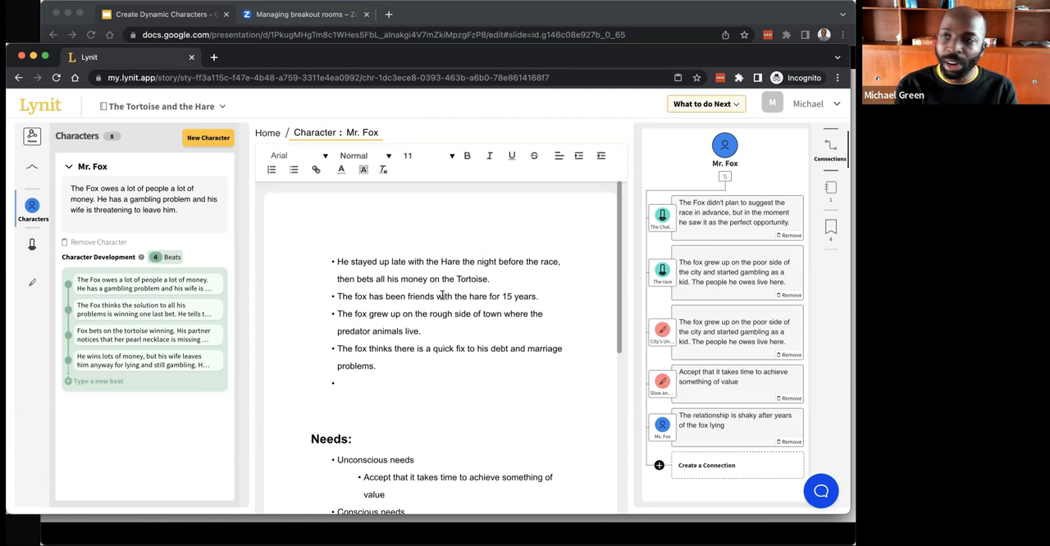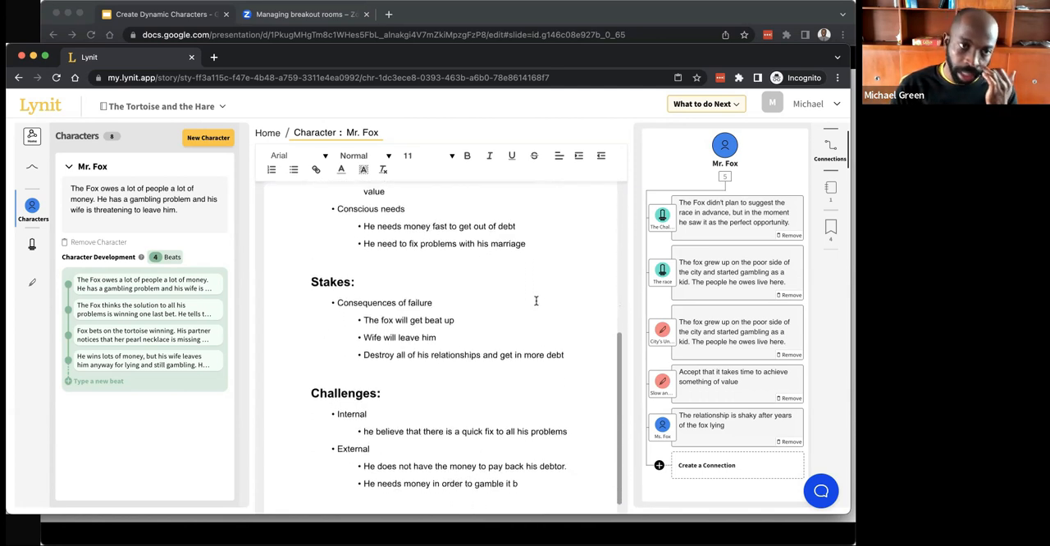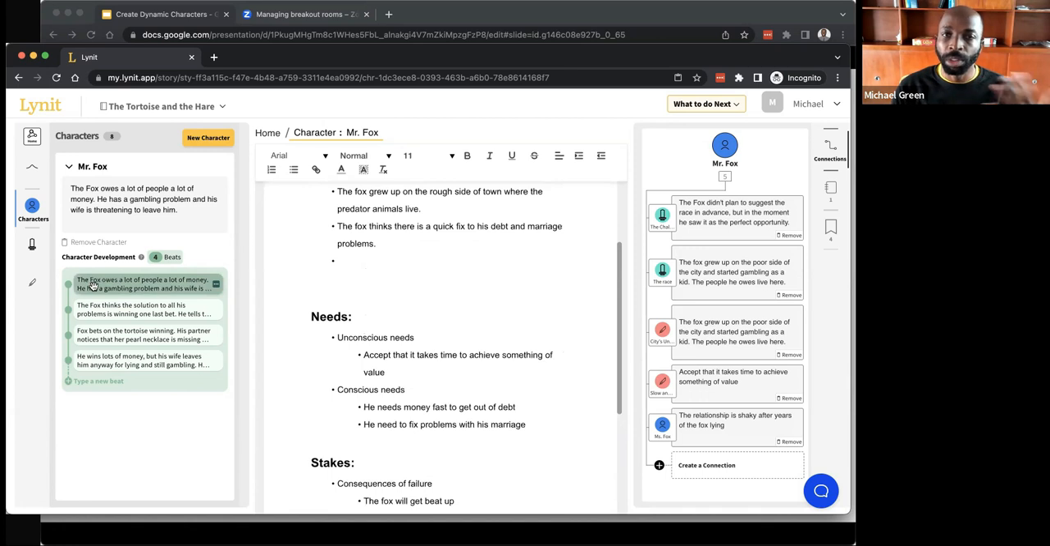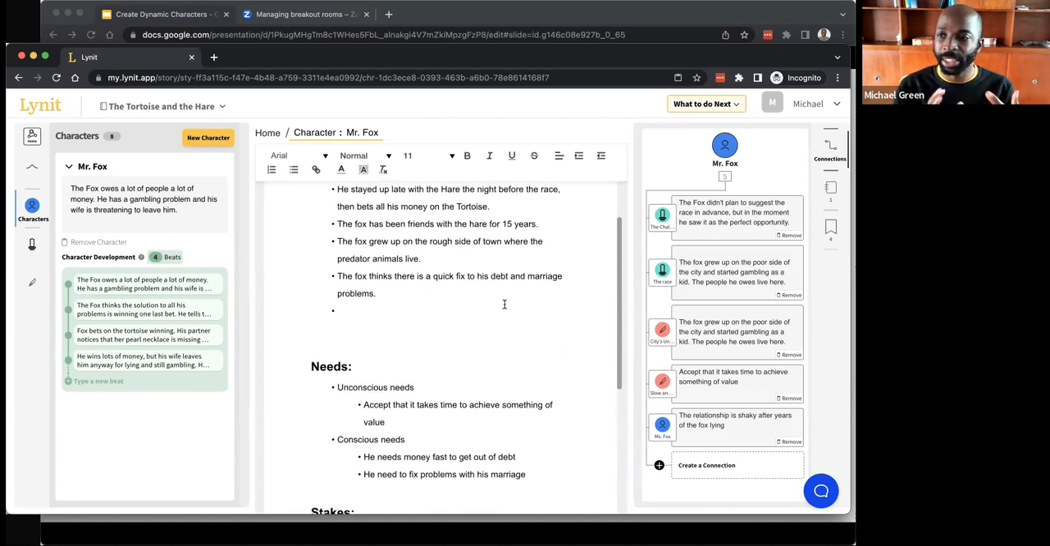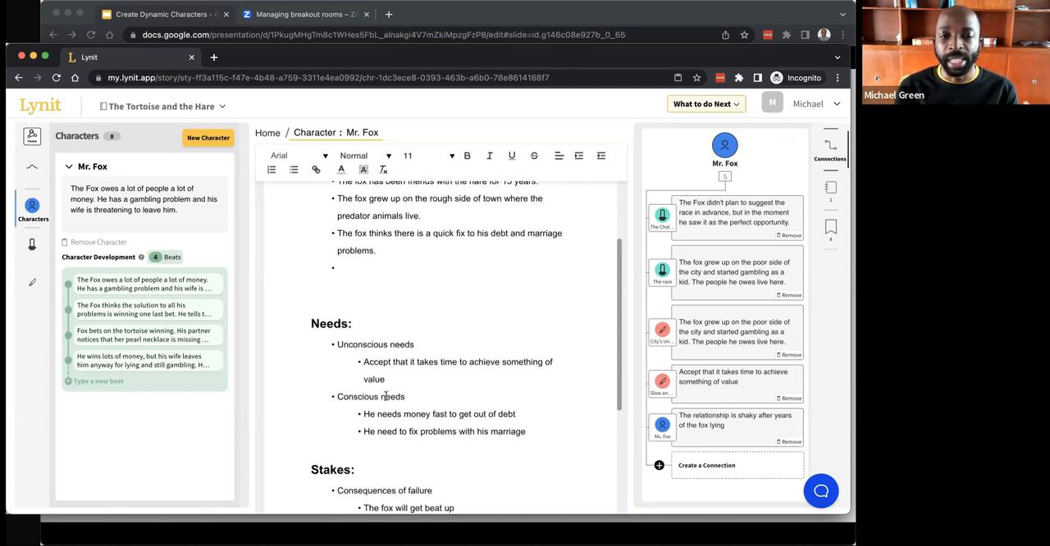But if we look at all the notes we have about the fox, right? We together wrote the needs, the stakes, the challenges for this character. We reviewed their beats, but it's all written in third person about the fox, right? And so it can actually trap us in some ways where we are missing from their point of view what this experience is. Like, for example, in terms of the needs of the character, right?